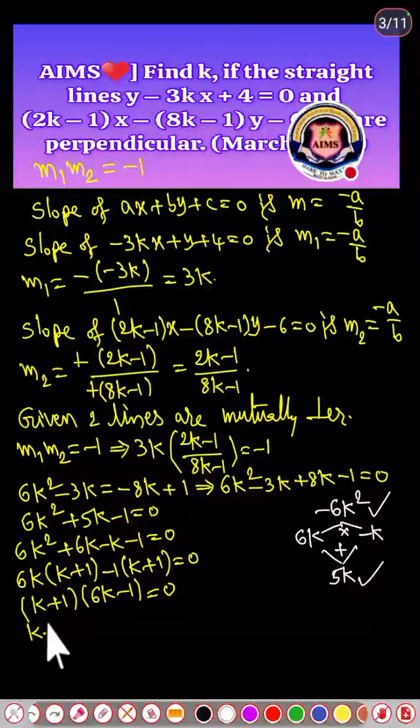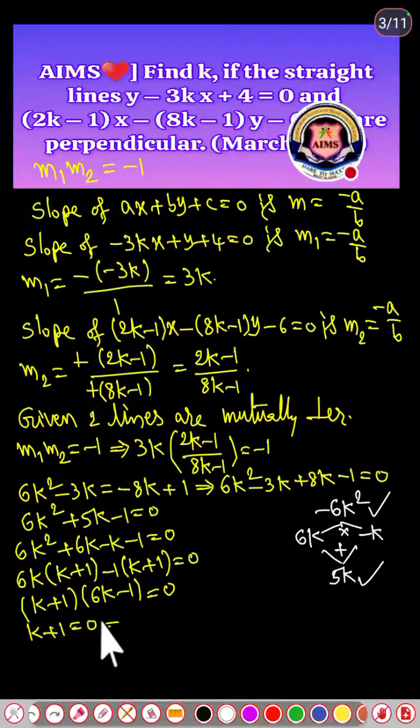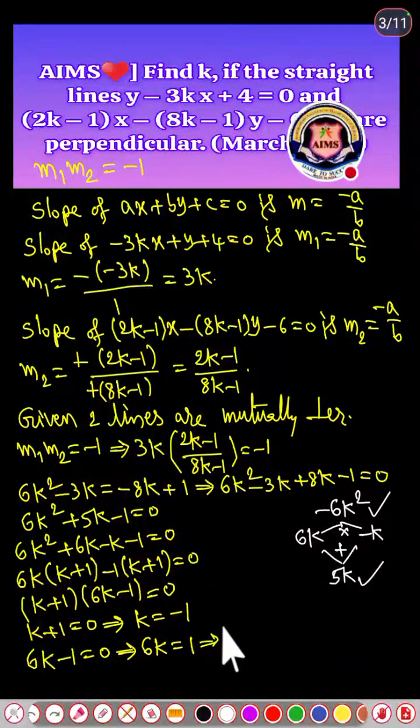So k plus 1 equal to 0 implies k is equal to 1 going to right side, minus 1, and next 6k minus 1 equal to 0 implies 6k is equals to minus 1 going to right side plus 1, implies k equal to, multiplying 6 going to another side division, so k value 1 by 6. So here we got k value minus 1 and k value 1 by 6.